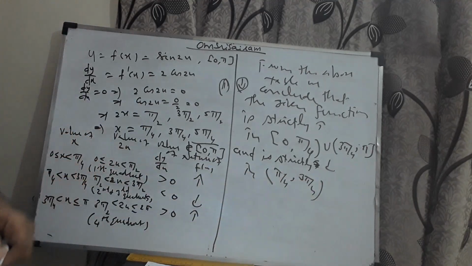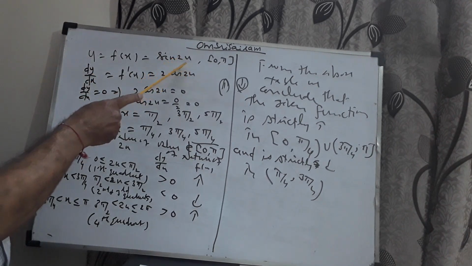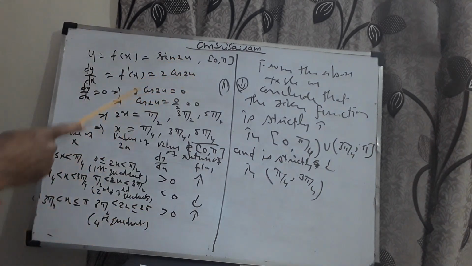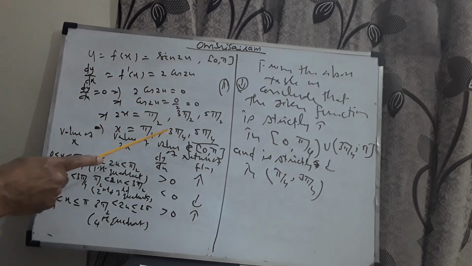Let me repeat the whole process once again. y equals f of x equals sine 2x is the function given to you. dy by dx equals f dash of x is 2 cos 2x, equated to 0. Cosine becomes 0 at every odd multiple of pi by 2.